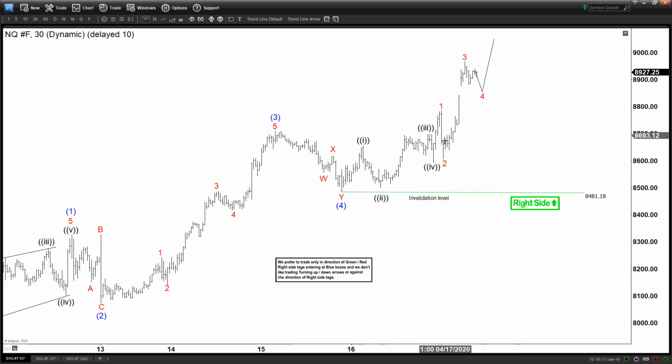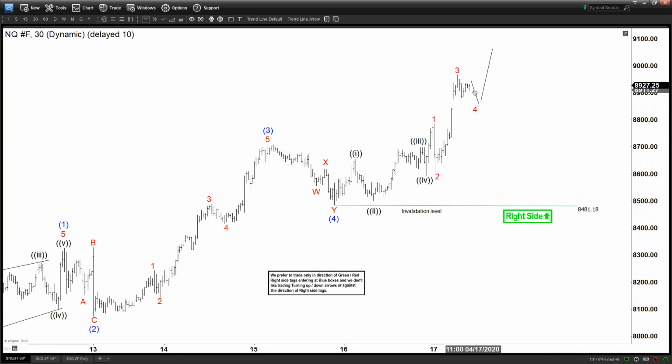As you can see, wave 5 subdivides into another 5 waves, in which we have this 1 and 1 of 5 here, 2 of 5, and this is ending 3 of 5. We should be doing 4 of 5 and 5 of 5 before ending the 5 in blue. So the upside is expected while we stay above 84.81.